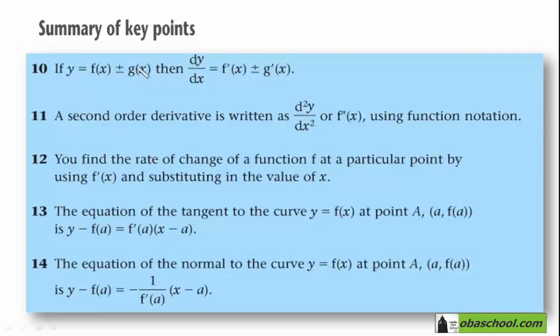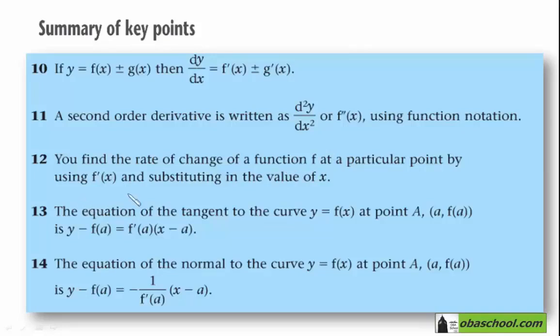If y = f(x) plus or minus g(x), if we have addition or subtraction, then dy/dx is equal to the derivative of the first term plus or minus the derivative of the second term. A second order derivative is written as d²y/dx², or f''(x), using function notation. You can find the rate of change of a function f at a particular point by using f'(x) and substituting in the value of x. So it's easy for us to do direct substitution.